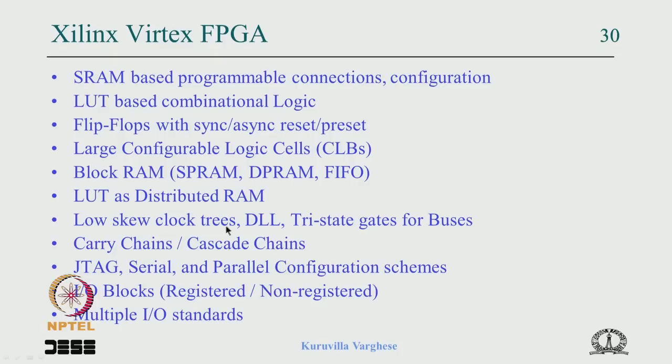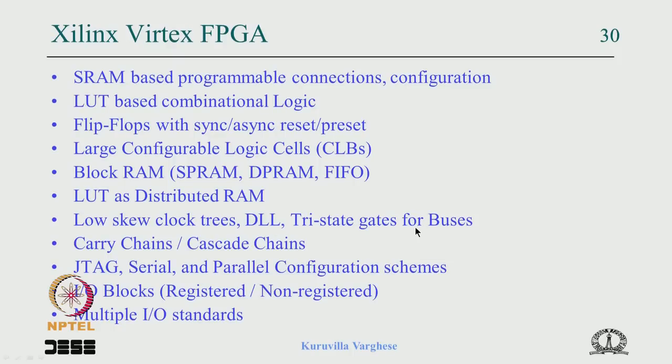There are clock distribution networks, which are called clock trees, which are low skew. Once again we will see why they need to be low skew. There are DLLs, and currently the FPGAs use PLLs, but this is a dedicated component. You have to instantiate it, or use the core generator, and then you can use it.